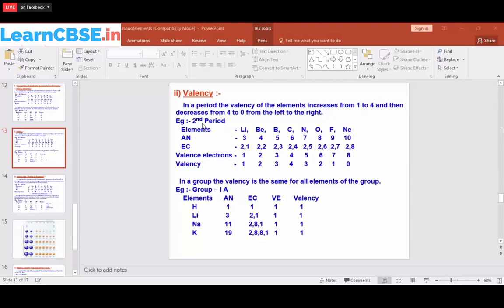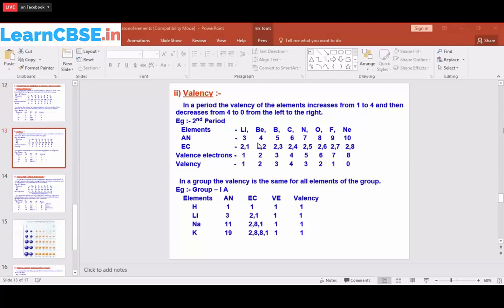For example, for the second period we take lithium, beryllium, boron, carbon, nitrogen, oxygen, fluorine, and neon. AN means the atomic number: 3, 4, 5, 6, 7, 8, 9, 10. Now the electronic configuration of lithium is 2, 1. The 2 indicates the first shell, which can occupy a maximum of 2 electrons. Out of the 3 electrons, 2 go in the first shell and the remaining 1 electron goes in the second shell.